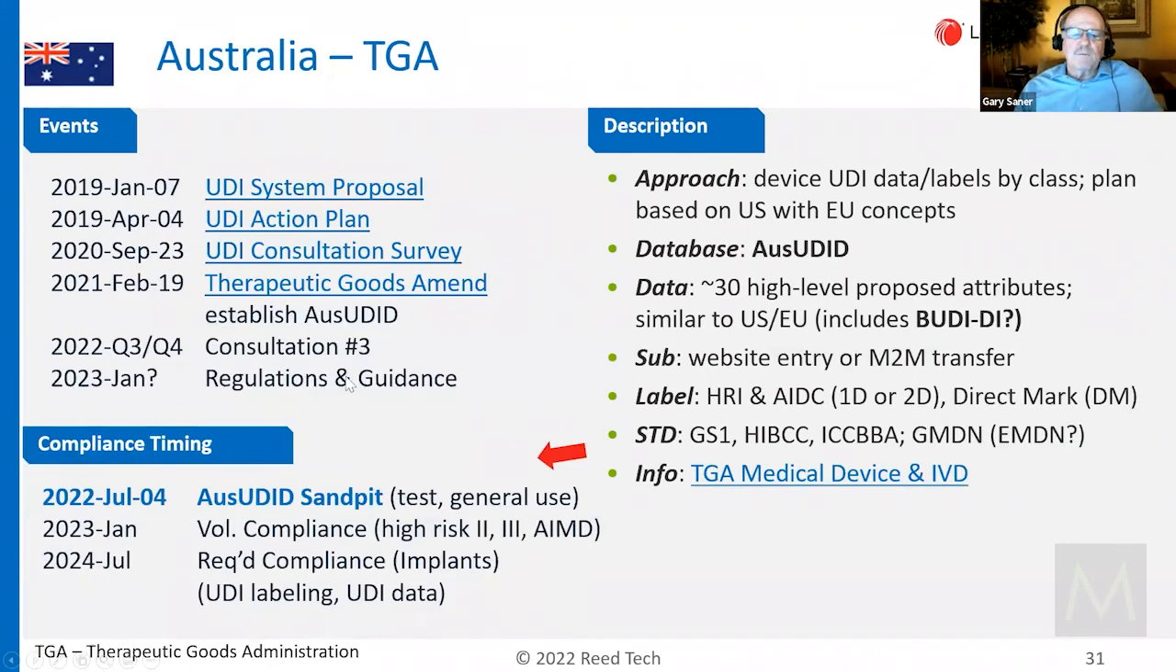Australia. Australia was making really good progress. They recently rolled out an Australian sandpit, and that is available for some testing, so you can do some voluntary work there. And then as early as January of next year, there might be some voluntary requirements. Very impressed with the TGA group and some of the activities they've done. We're a member of a technical group there to keep an eye on what's going on and do some testing. But keep an eye on Australia. I don't think they'll wait around much longer. They're moving and very competent.